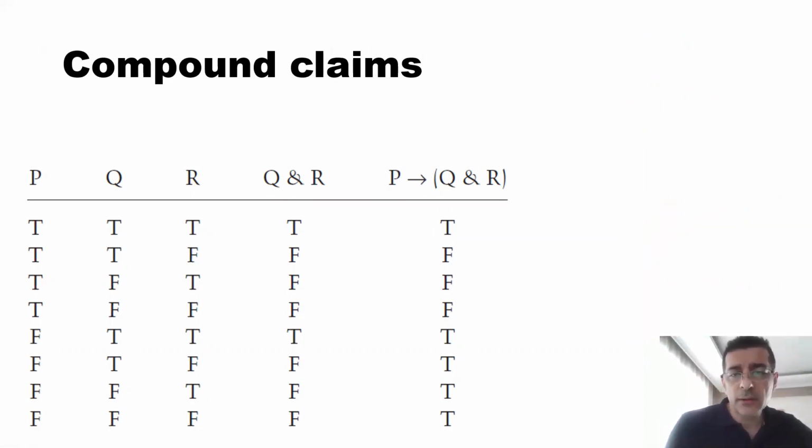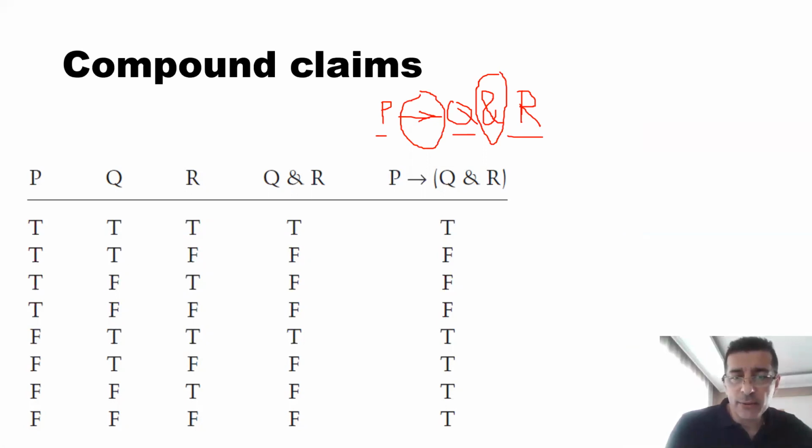and let's just say we have P arrow Q ampersand R. Okay. Now here, how many propositions do you see? 3. P, Q, and R. And how many operators do we have? 2. One is and, one is the arrow, which is for the condition or implication.